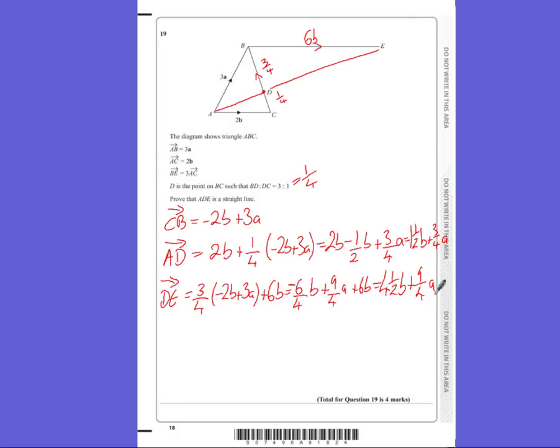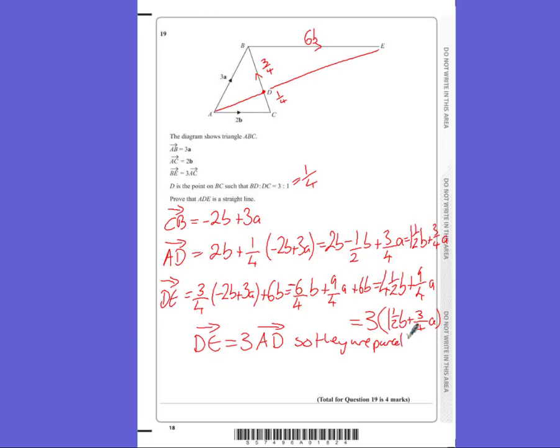So to show that they are parallel, I need to factorise this to show that it's the same as this. So I can see that I need to multiply 1.5 by 3 to get to there, and I need to multiply 3/4 by 3 to get to 9/4. So I can factorise this to be 3 lots of 1.5B plus 3/4 of A. So that shows us that DE is equal to 3 lots of AD. So they are parallel.